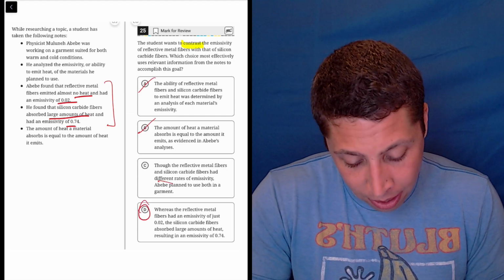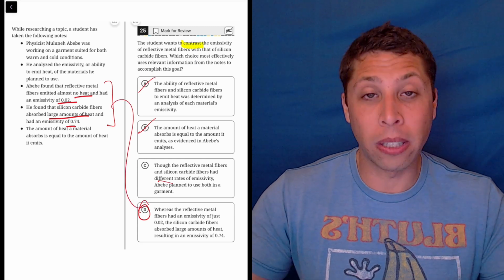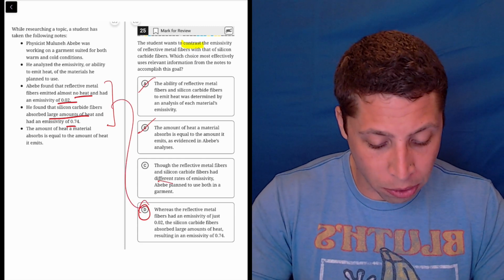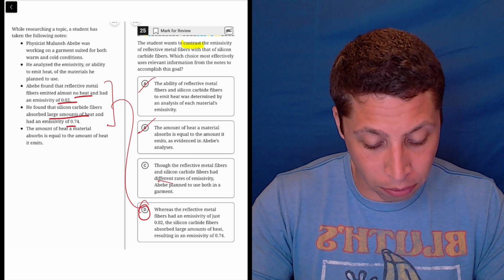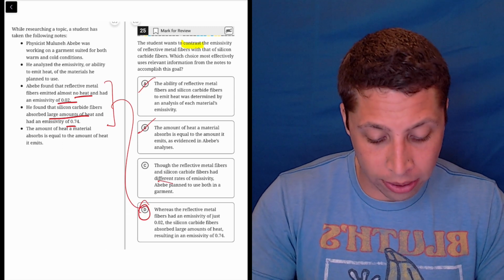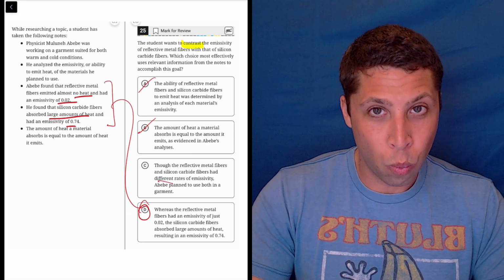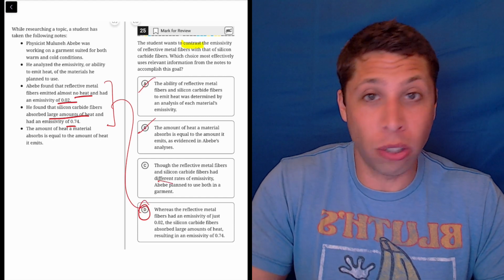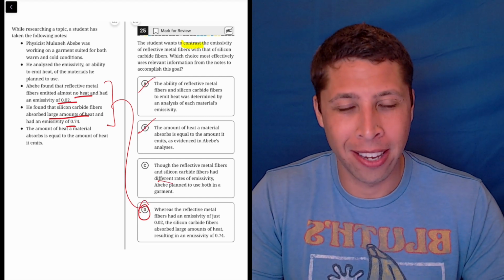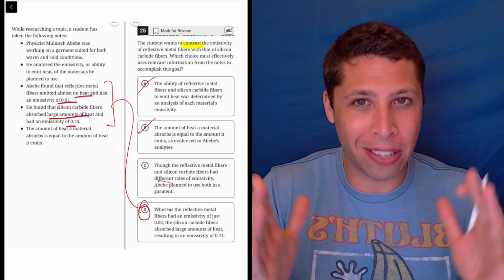Yeah, that's definitely it, right? I mean, it's literally just taking these two bullets and kind of putting them together, and that's what we were tasked to do, right? To contrast the emissivity of reflective metal fibers with that of silicon carbide fibers. I don't care how he used this information, right? That was not my task. It was all about this particular contrast.